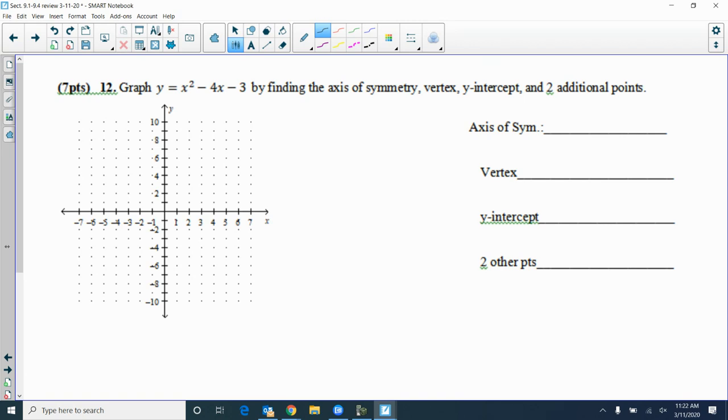All right, so for number 12, we're just going to go through this together. Put your answers on that answer sheet I gave you. Axis of symmetry. Okay? George, you know how to find the axis of symmetry? Yes. How do I do it?